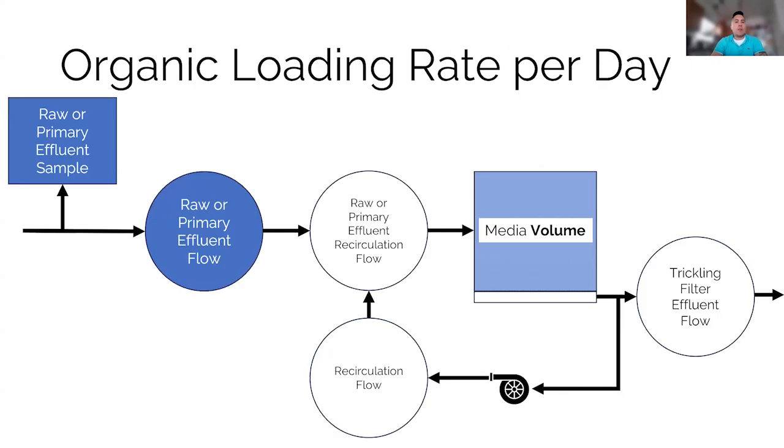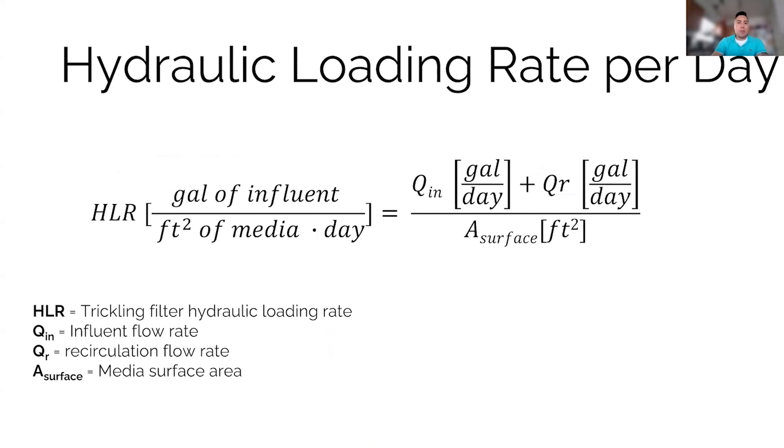So the organic loading is going to be calculated typically by just taking in all your organic material from the raw or primary influent. So this diagram shows that what's in blue is what's going to make up your organic loading. So it's all of the organic material that's in the water from the raw or primary effluent and in the flow. Then we also have our hydraulic loading.